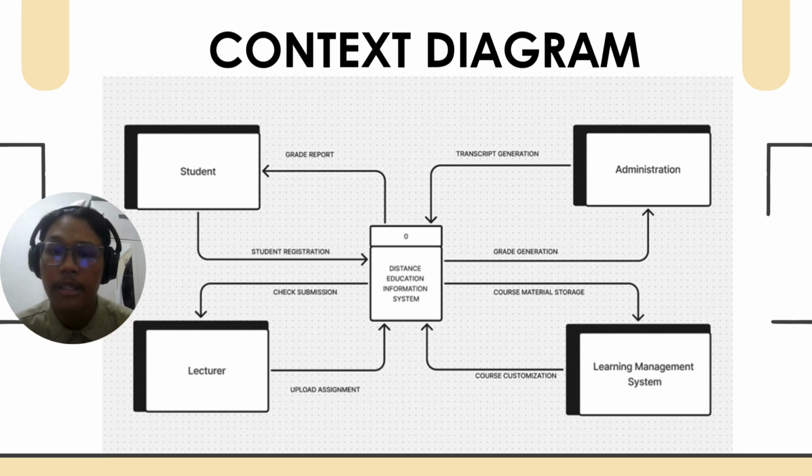The next one is administration. The system provides student academic records, and the system also processes and assigns grades. The last one is the learning management system. The learning management system provides a place to store learning materials, and it also allows modifying course and content based on system updates.